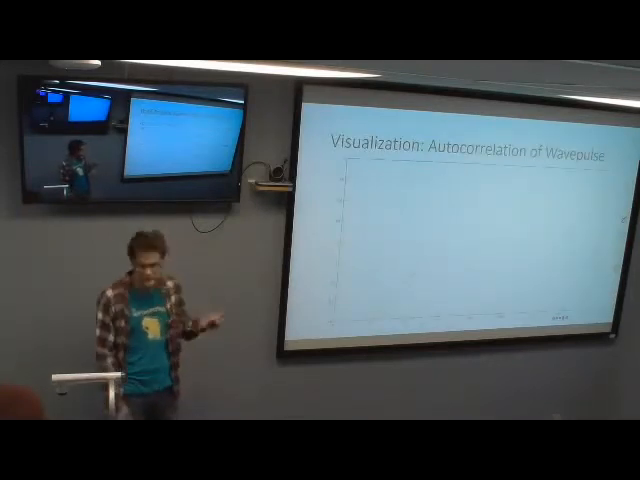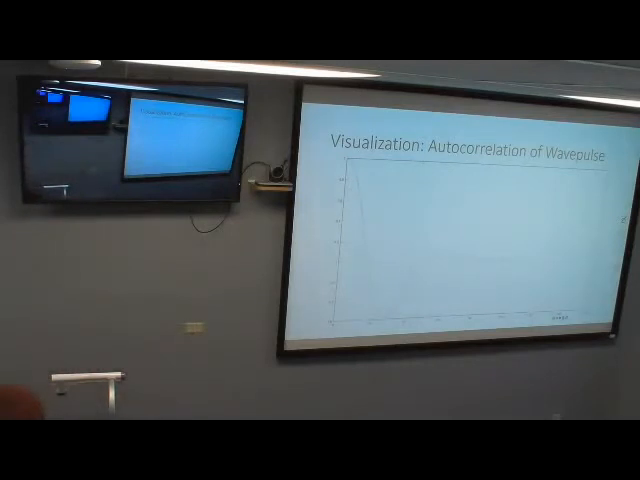So this is just a nice way to visualize what an autocorrelation function does. This first plot is an autocorrelation of a wave pulse. How do I draw? Oh, it's still on the marker. Okay. There we go. So this is the plot of an autocorrelation function.